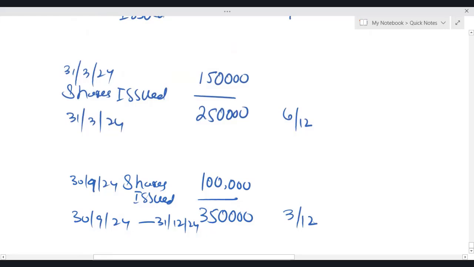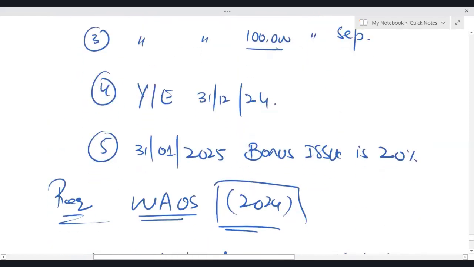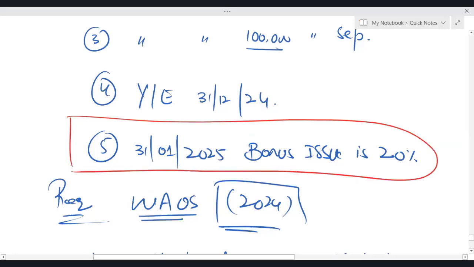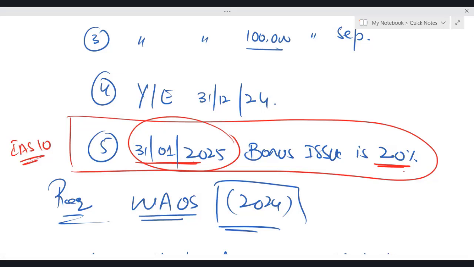Now, a very important concept, look at this. There's a bonus issue of 20%, and this is issued after the year end of December 2024. It is issued on 31st January 2025. Now listen. According to IAS 10, which we are going to study, don't worry at all, events after the reporting period. Basically, there are two types of events: one is an adjusting event and another is a non-adjusting event. You will study this in detail.